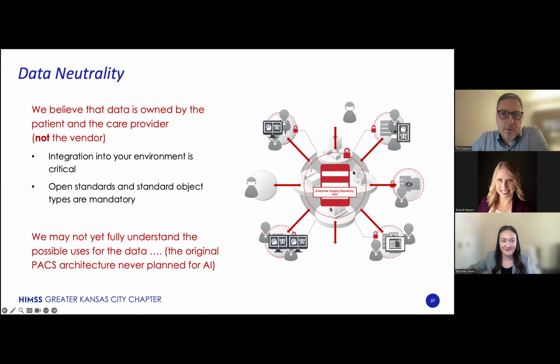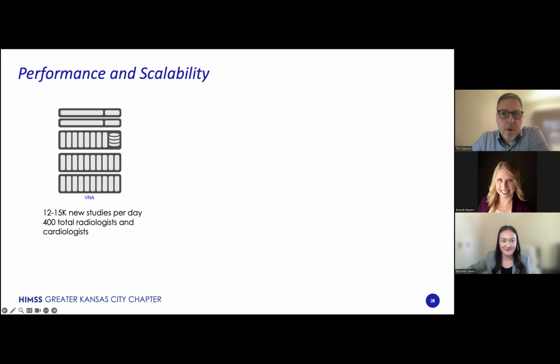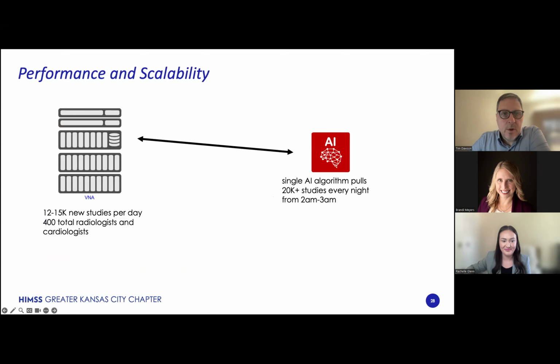The other thing that we need to think about is performance and scalability. As we scale this out, AI really impacts the infrastructure. These algorithms can be voracious. We have an example from one customer that does about 15,000 new studies a day across 400 radiologists. One day, our on-site service engineer noticed a significant spike in processing requests overnight. After a little bit of triage and diagnosis, we determined the cause. The customer had added a new AI algorithm from another vendor, and that algorithm was pulling about 20,000 studies an hour from our VNA. Not per day, per hour.